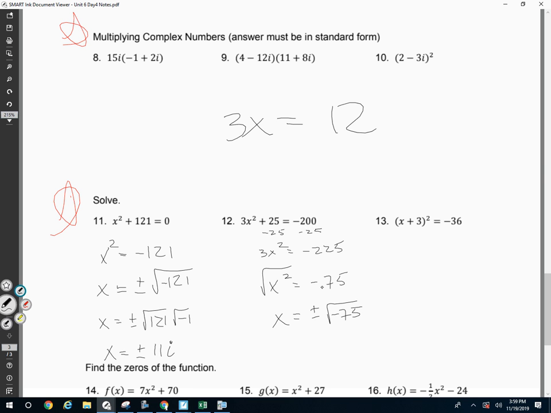So the next step would be to write this as plus or minus root 75 and root negative 1. Please simplify the square root of 75. Question? Oh, you already simplified it. Okay, let's let everybody else get a chance to simplify the square root of 75. Again, take large perfect squares and try to divide them evenly into 75.